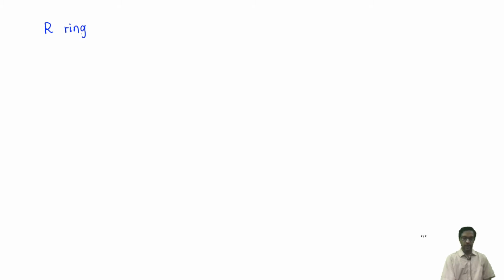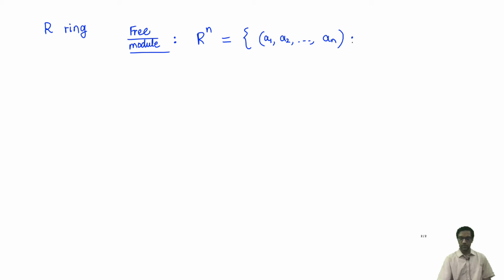So suppose I take a ring R, not necessarily commutative, can be anything. What's the free module? Let's define this to be R to the n. Any such thing is called a free module. What does it look like? It looks like R to the n, which is all n-tuples. So this is all elements of the form a1, a2, ..., an, where the ai's come from the ring R. And we think of this as an R module.